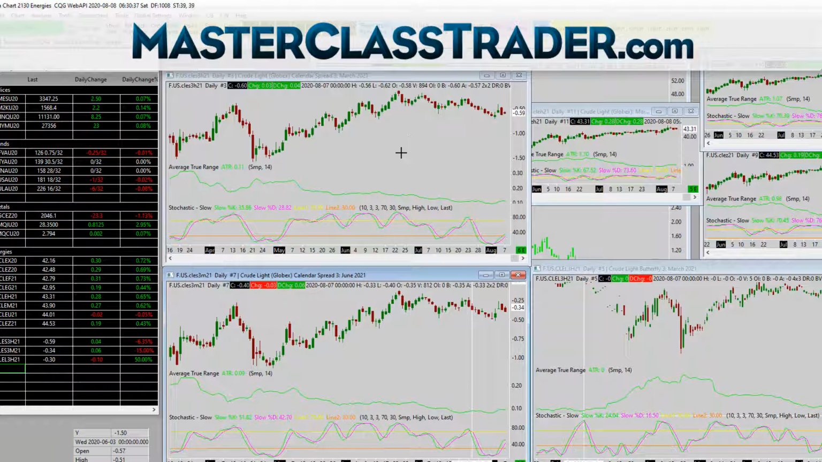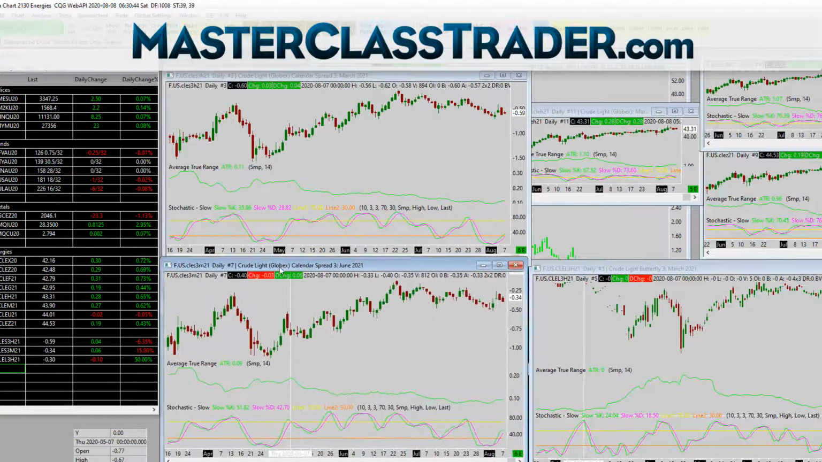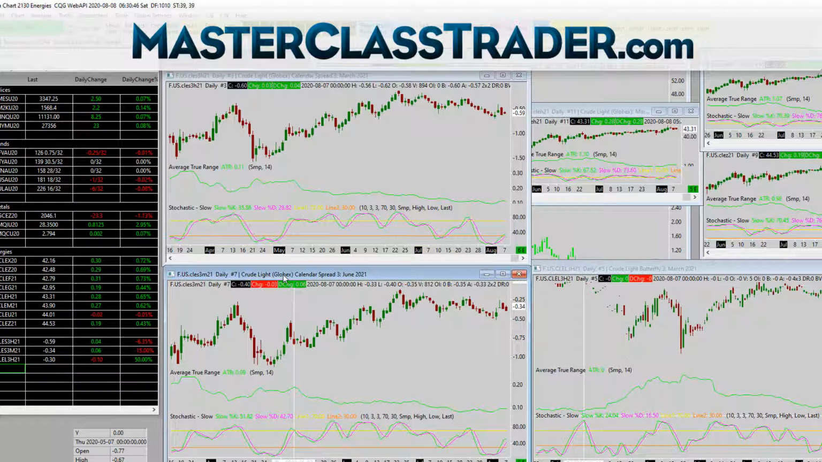Now, if we were to enter this as a bull spread, it would be buying June and selling SEP. A bear spread, selling June and buying SEP. Does that make sense? I've got two spreads here. A butterfly spread is a combination of these two.